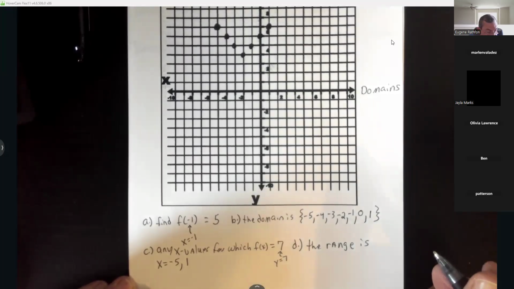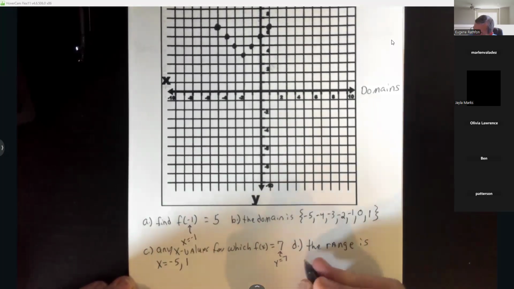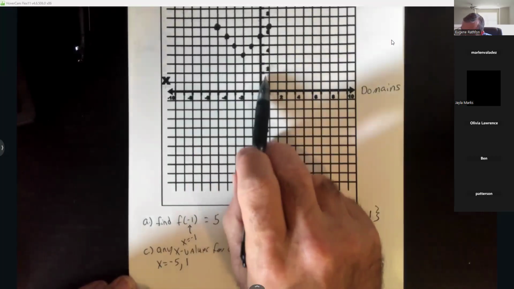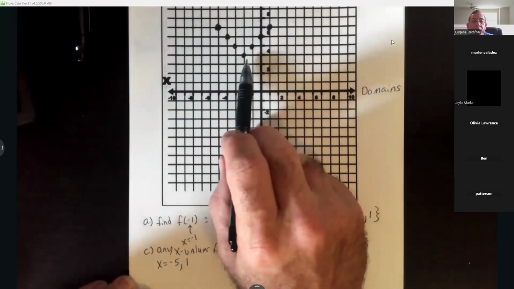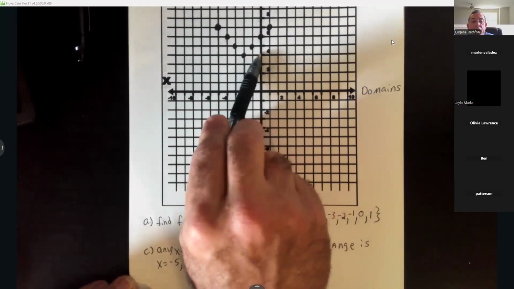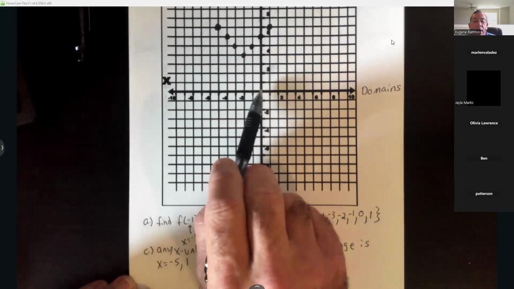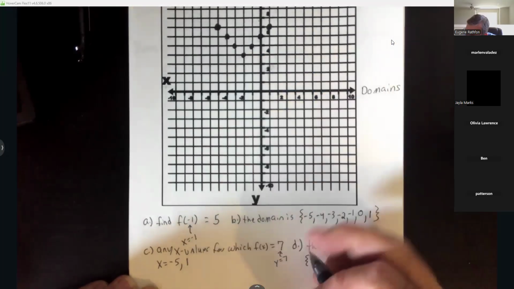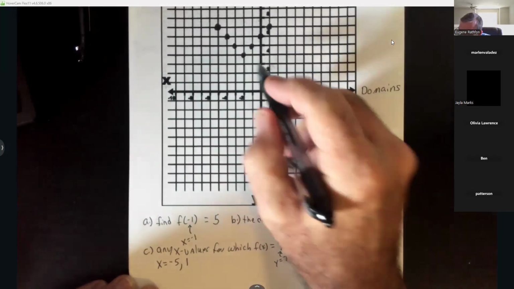And remember, the range is the set of all y values. So y values go up and down. So I'm going to find the smallest point here and come straight across. It looks like that has a y value of 1, 2, 3, 4 here. So 4 is my smallest y value.